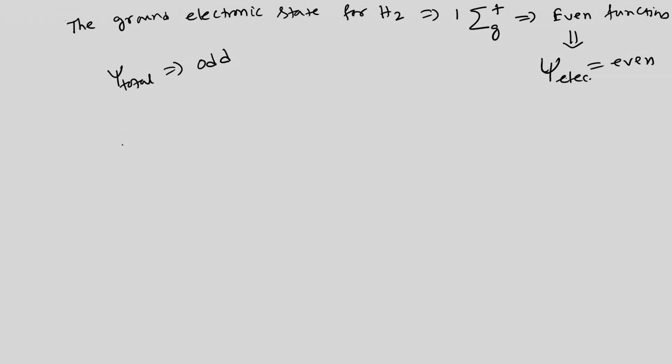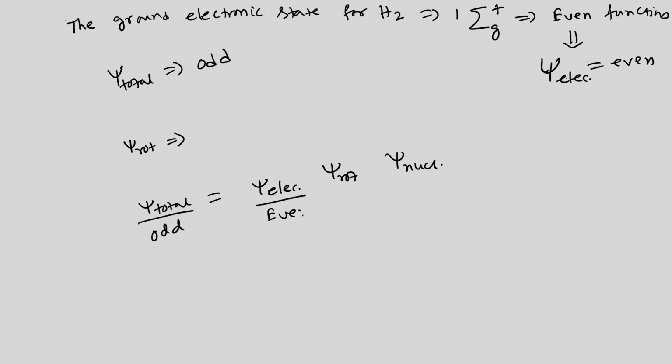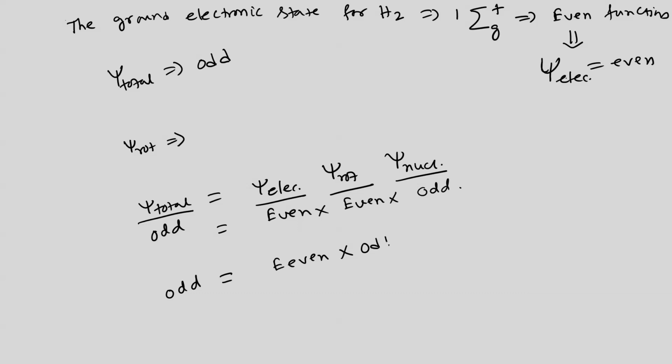Now, we consider psi rotational. Psi rotational can be even or can be odd. Psi total is psi electronic times psi rotational and psi nuclear. Psi total is odd, psi electronic is even. So, if psi rotational is even, then psi nuclear has to be odd, right? Then only we get odd equals even times odd. If psi rotational is odd, then psi nuclear has to be even.